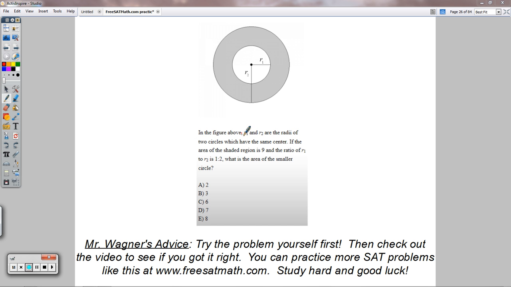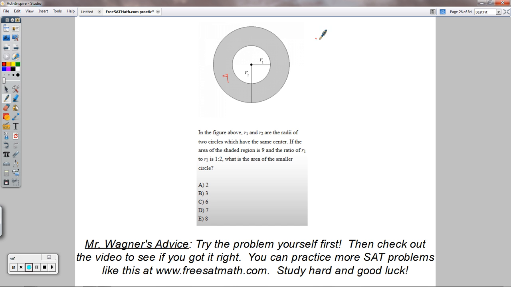It says in the figure above, R1, that'd be radius 1, and R2, radius 2, are the radii of two circles which have the same center. Concentric circles there. If the area of the shaded region is 9, so this shaded part is 9, and the ratio of R1 to R2 is 1 to 2. So the bigger radius is 2 times bigger than the smaller radius. What is the area of the smaller circle?